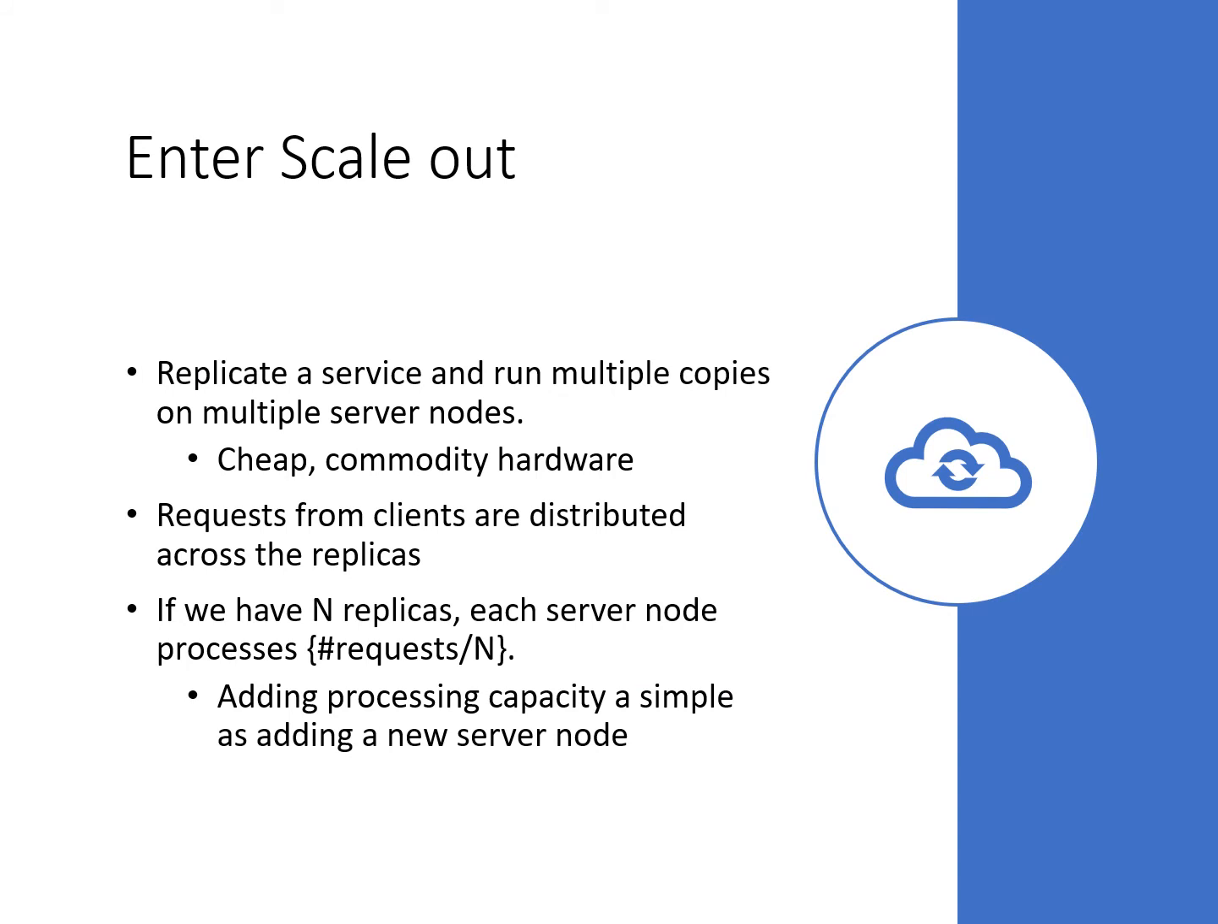Scaling out relies on the ability to replicate a service in the architecture and run multiple copies on multiple server nodes. Requests from clients are distributed across the replicas so that in theory, if we have n replicas, each server node processes the number of requests divided by n. This simple strategy increases an application's capacity and hence its scalability.